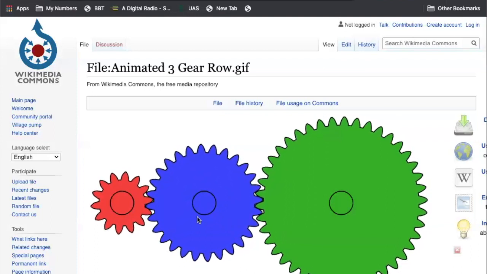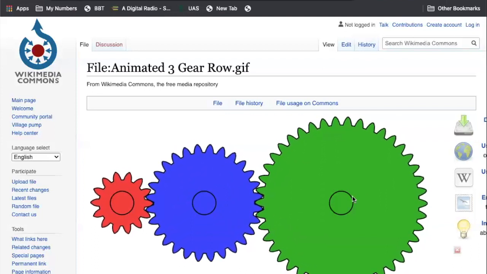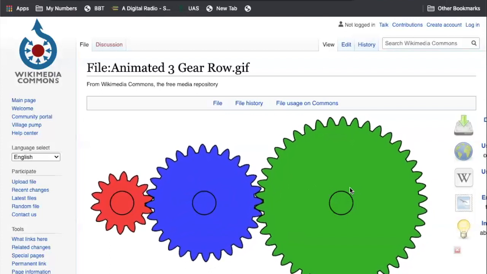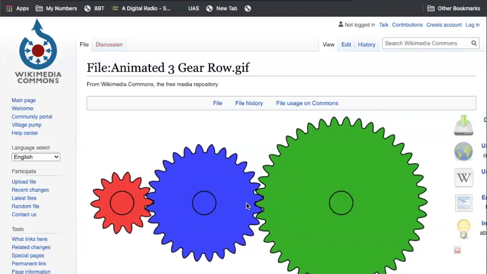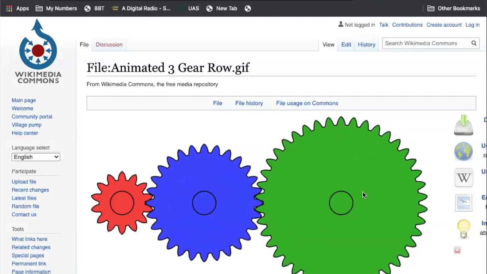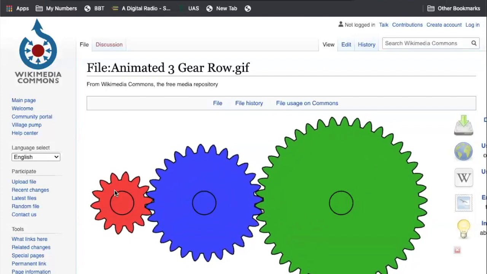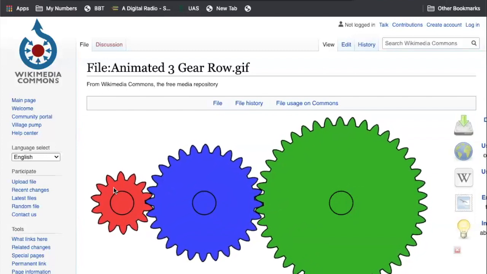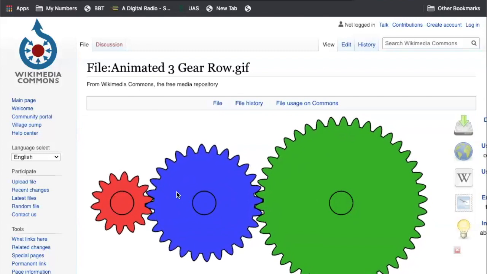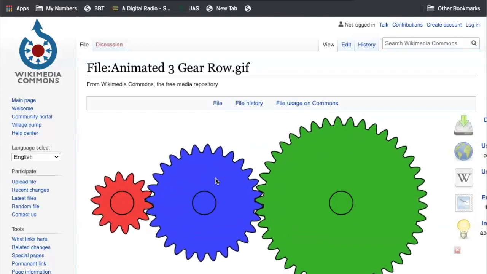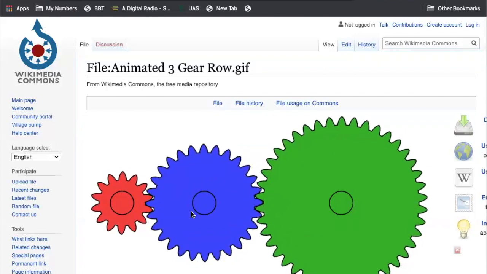Then gear B is driving the green gear, which I'm going to call gear C. Again, that reversed the rotation, so it's got the same direction as gear A. All right, so some things to notice. This driving gear is spinning around at a certain rate, and notice this gear spinning in the opposite direction at a slower rate.